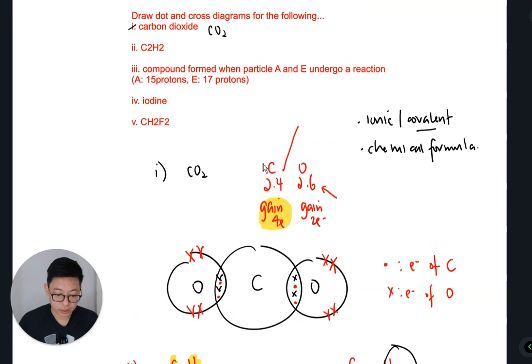Now let's move on to the next one, a bit more interesting as well. Okay, a compound forms when A and E undergo a reaction. A has 15 protons, E has 17. Now, so A, this is part 3, is 15 protons, 2,8,5, and E is 17, 2,8,7. So I'm listing down the electronic configuration first, because why? For this, I have no idea what A and E are.